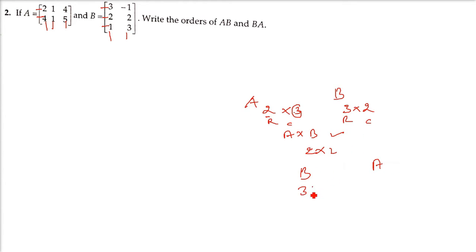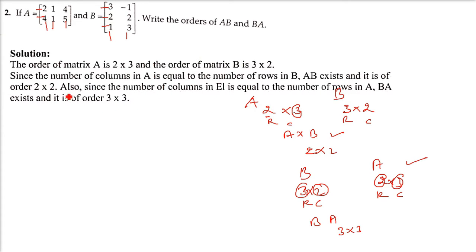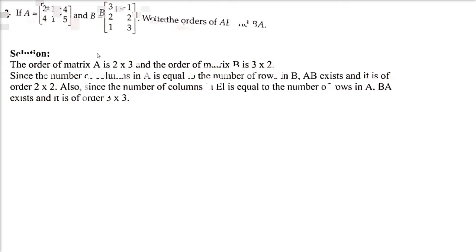How about B cross A? The dimension of B is 3 cross 2, and A is 2 cross 3. Because the column of B is equal to the row of A, this BA is also possible. And what will be the result? The row of the first one and the column of the second one, that is 3 cross 3. So this is 2 cross 2 and 3 cross 3 for AB and BA. This is the result, because the order of A is 2 by 3 and the order of B is 3 cross 2.